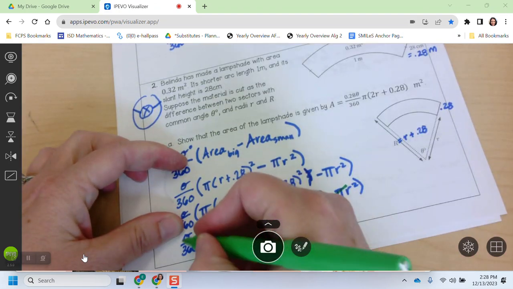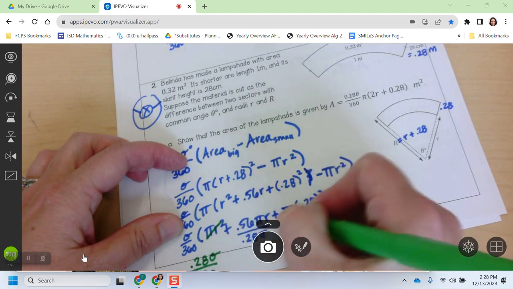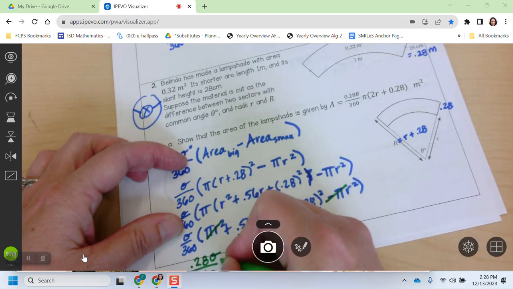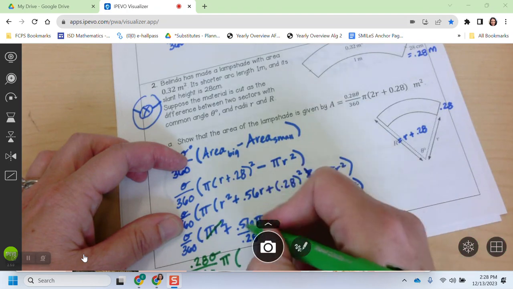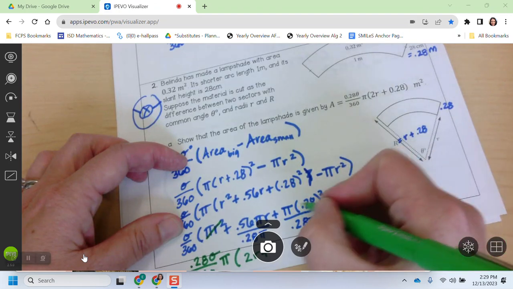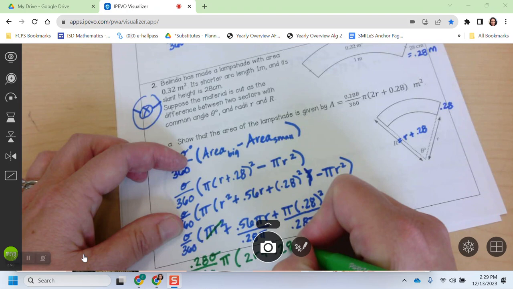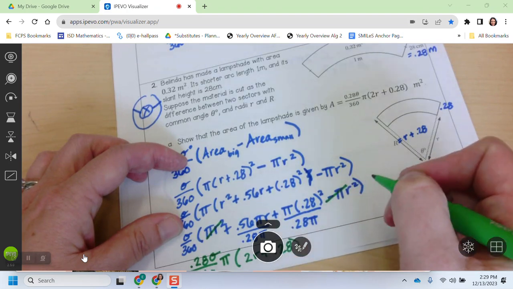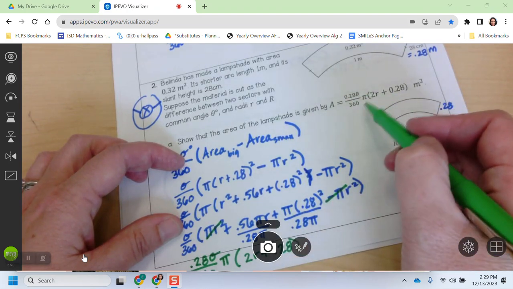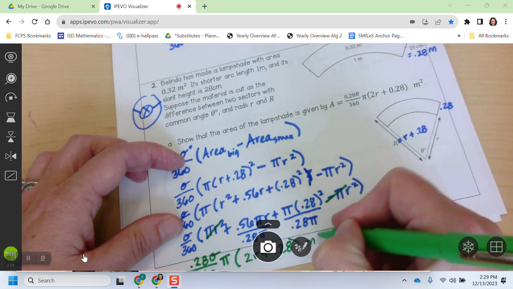So the 0.28, I'll put it here because that's how they have it. The pi, I'll take it in front here. And then this is going to give me 2r plus, and the pi's cancel. One of the 0.28's cancel, but I still have another 0.28. And let's see, this matches, this matches, this matches, and that's just my unit, square meters.